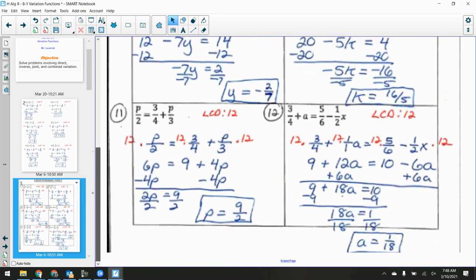All right, and then here's 11 and 12. Those ones are pretty straightforward. Not more straightforward than the other two, they're just kind of in order.